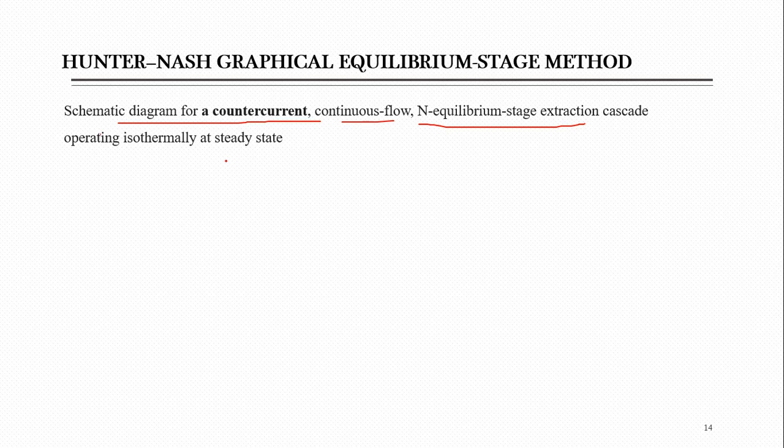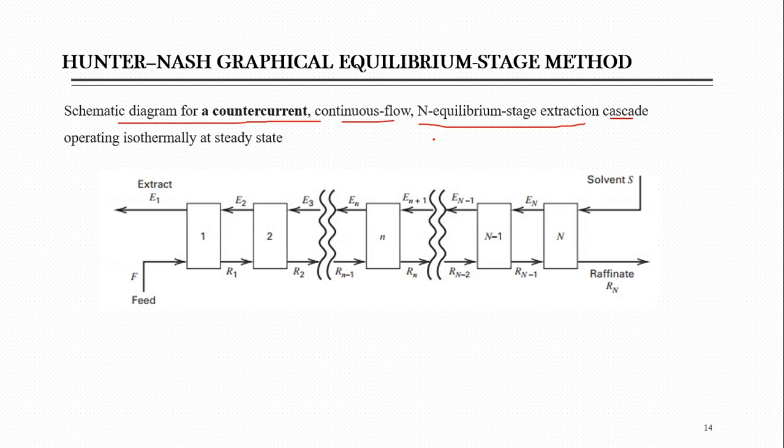First of all, counter current. From the first lecture, you remember we said that counter current is the best and gives better results. So we are going to consider the counter current system, and this is continuous flow: solvent and feed are continuously entering the system and leaving, and there are a number of equilibrium stages. And this is a cascade, that is, a continuous system, where extract and raffinate are moving from one phase to the other. So look at this diagram.